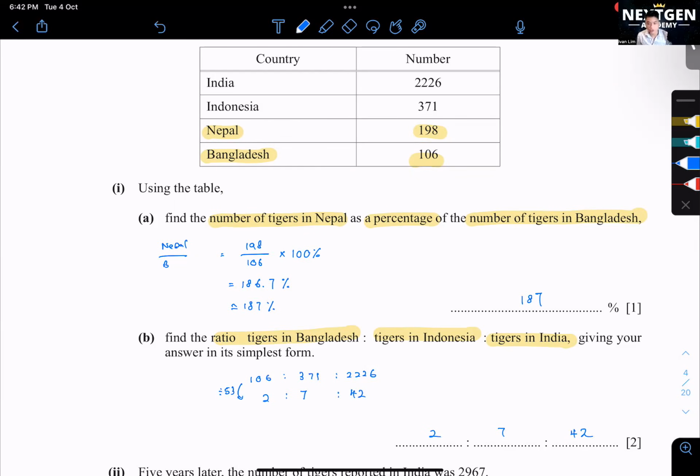How do I know 53 is a common multiple? You have to try and error. Yeah, you have to try and error for this one. You have to look at the values.